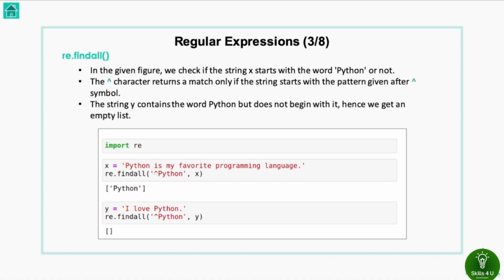To check if a string starts with a certain pattern, we can use the hat symbol before the pattern. A match exists only if the string starts with the pattern after the hat symbol. In the given figure, since the string x starts with the word Python, we get a list which indicates a match. In the case of the string y, it does not start with the word Python, and hence we get an empty list indicating no match.